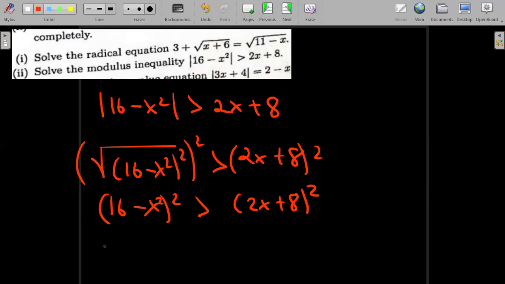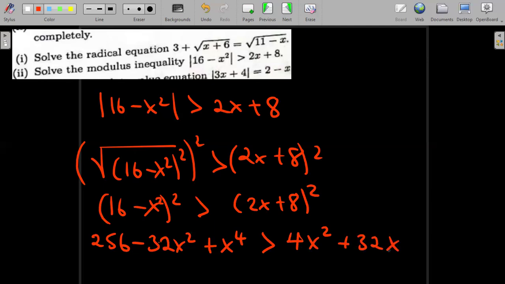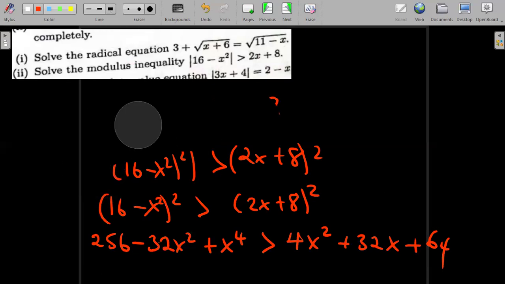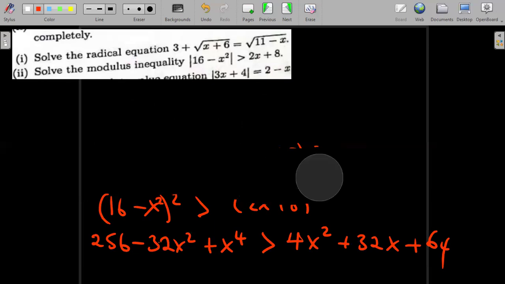So when you expand this side, you get 256 minus 32x squared plus x to the power 4. Then this is just going to be greater than, expand this other side, you get 4x squared plus 32x plus 64. So this is what you get when you expand. Now you can group the terms.